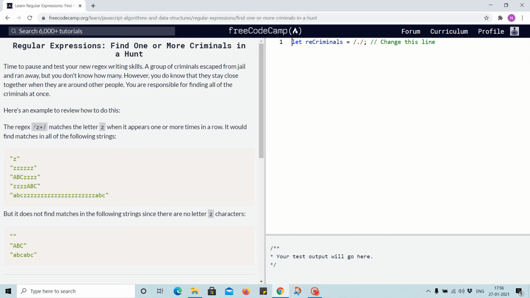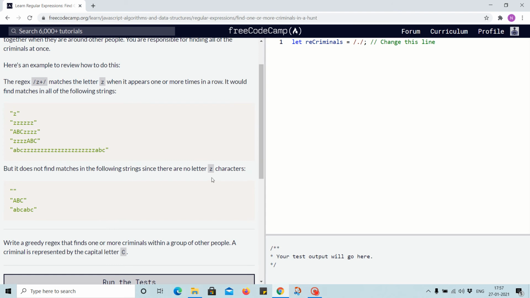The regex /Z+/ matches the letter Z when it appears one or more times in a row. It would find matches in all of the following strings. Here, it will find all the Z's, and here also, in any case. But it does not find matches in the following strings since there are no letter Z characters here: no Z, no Z, and no Z.